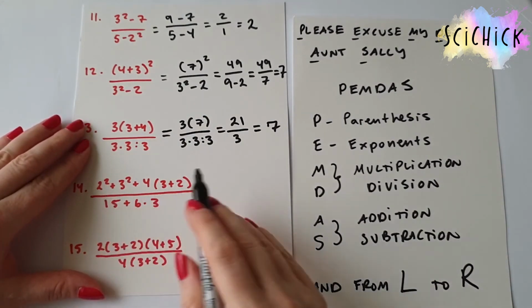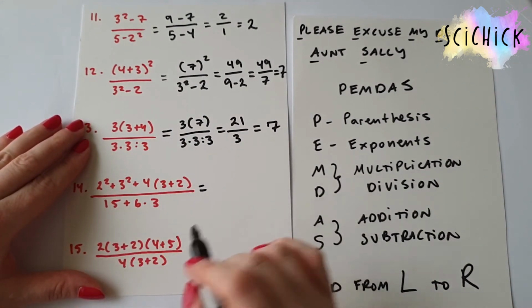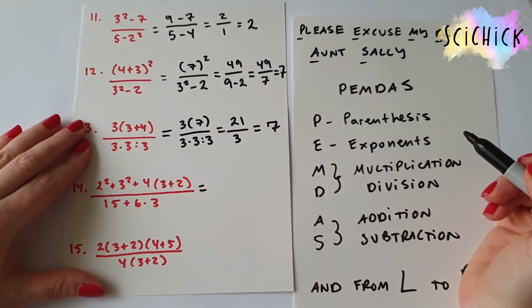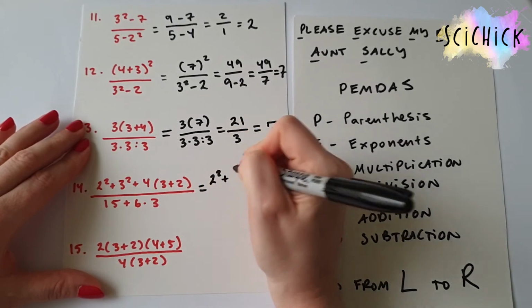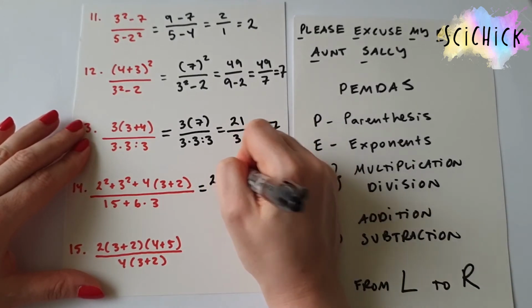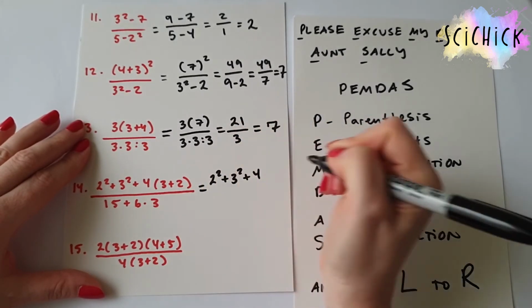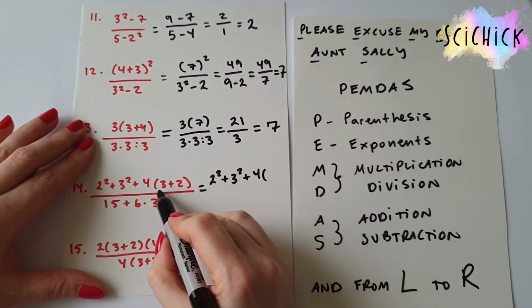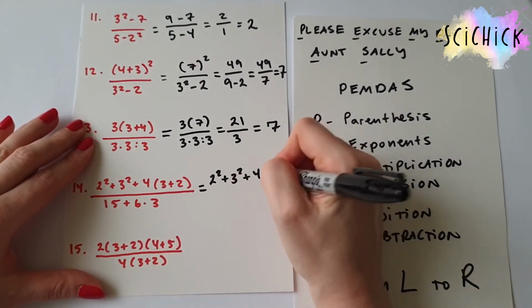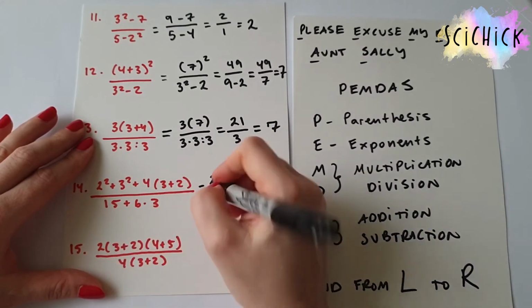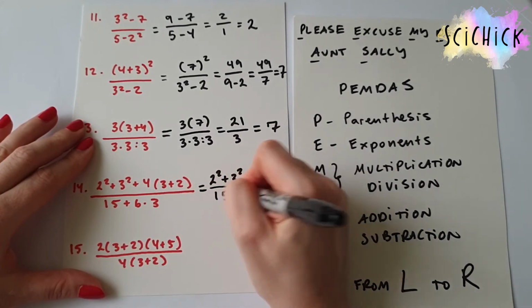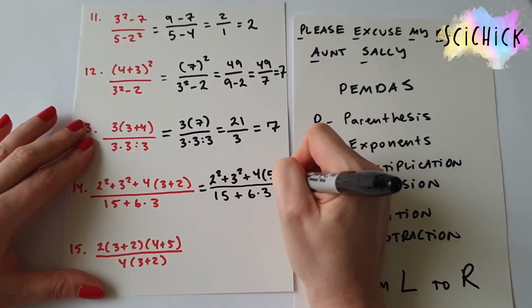Now, let's do 14. So I have a lot of exponents. I have parentheses. Ooh, I'm going to start with parentheses. So that's a 2 in the second power, or squared, 3 squared, plus keeping the 4. Remember, always just to make it simple, 3 plus 2 is 5. And that is divided by 15 plus 6 times 3.